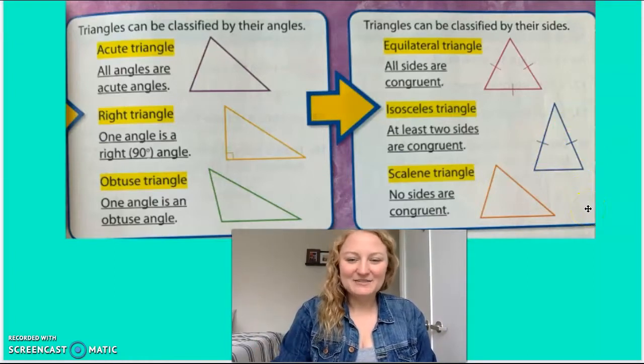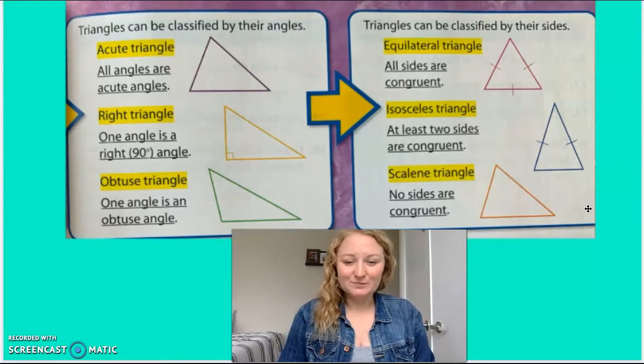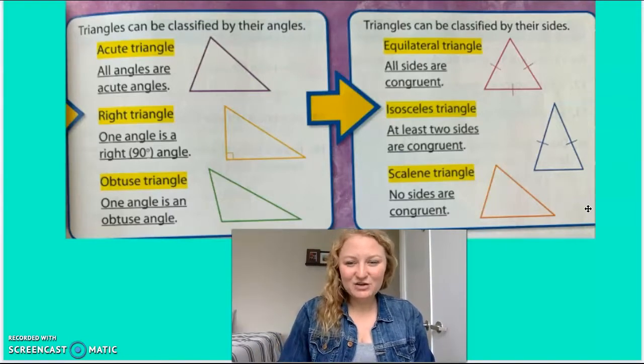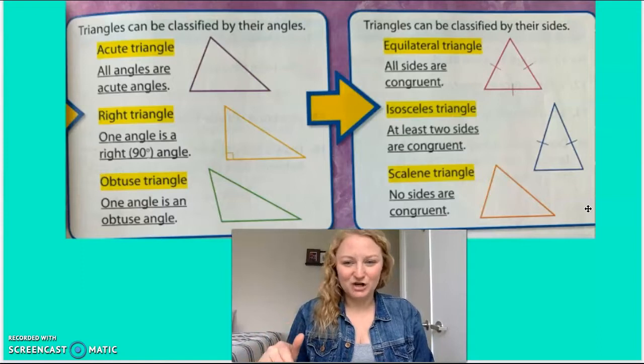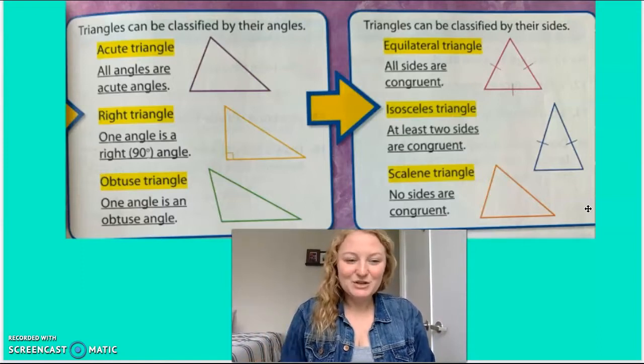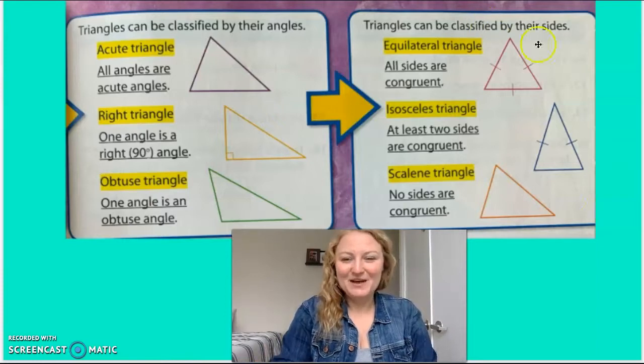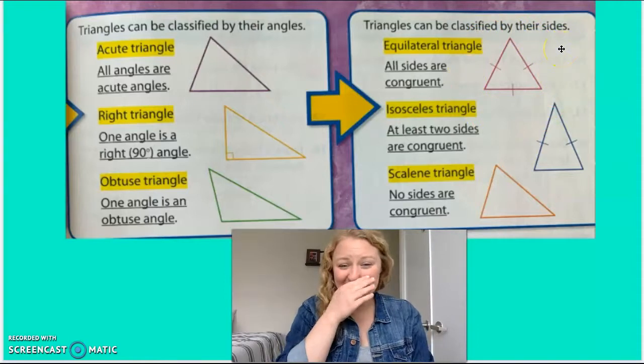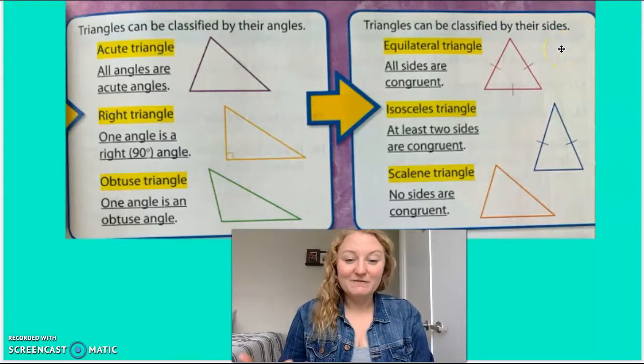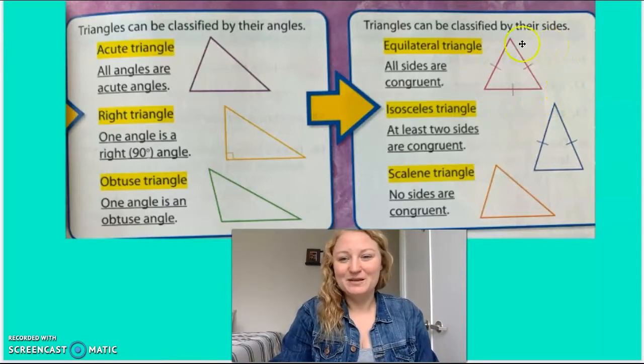And lastly, we have a scalene triangle. With a scalene triangle, no sides are congruent. So you can classify each triangle in two different ways. If I went up to this equilateral triangle, by its sides, it's an equilateral triangle. If I wanted to classify this same triangle by its angles, I would call it an acute triangle because all three angles are acute.